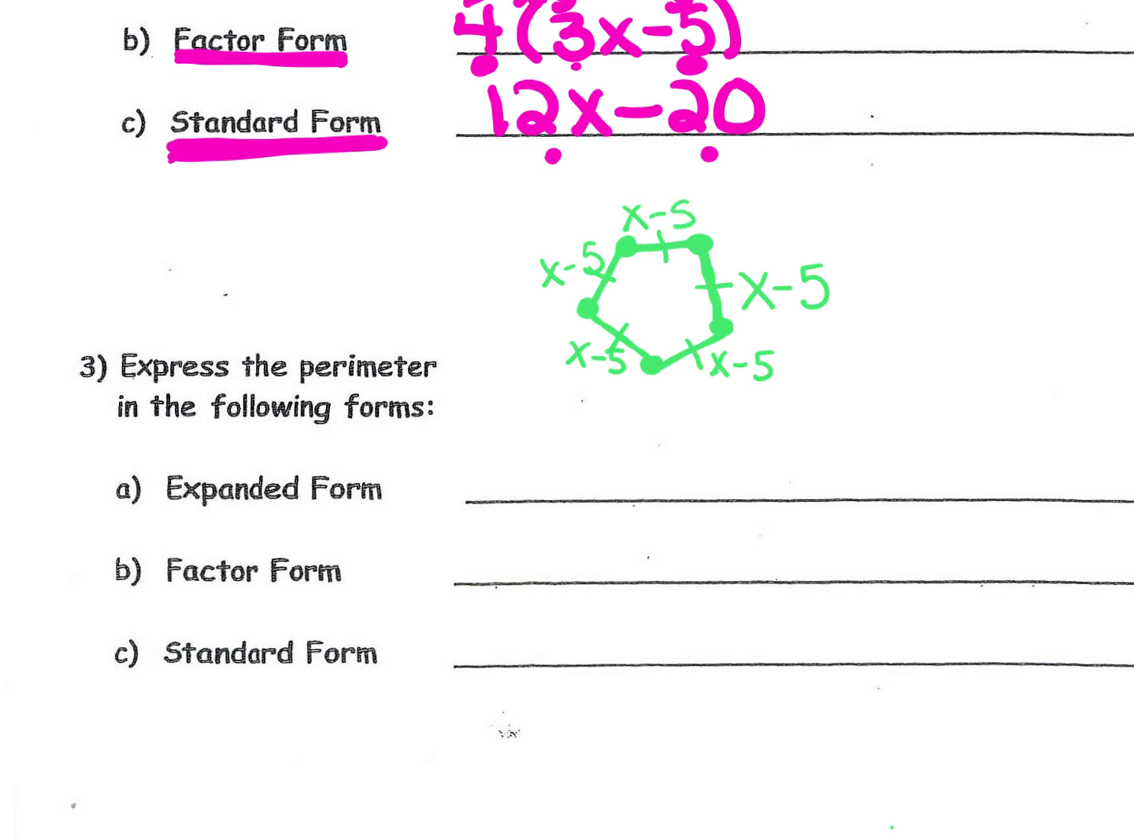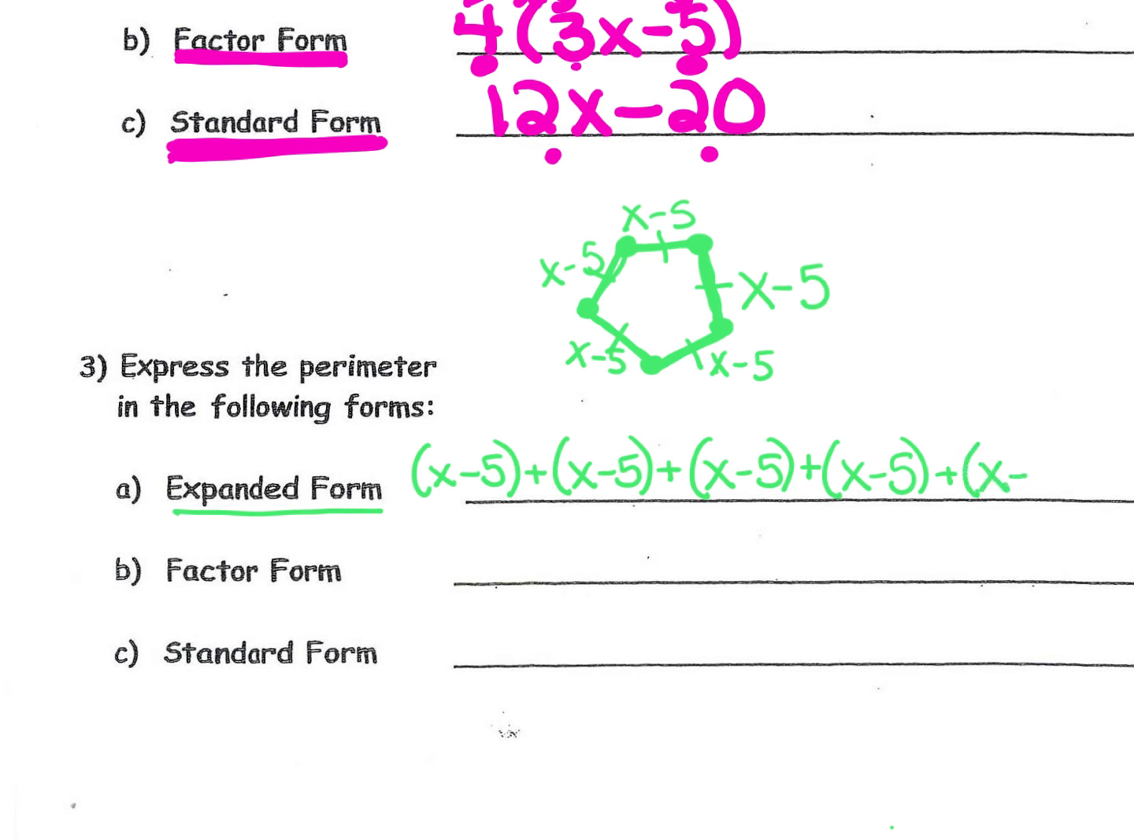If we wanted to represent the perimeter around this pentagon in expanded form, we're going to write x minus 5 plus x minus 5. We're going to have to take this quantity 5 times. That's a lot of work, but expand it out on the given line. It is repeated addition of the quantity x minus 5. That's the perimeter in expanded form.